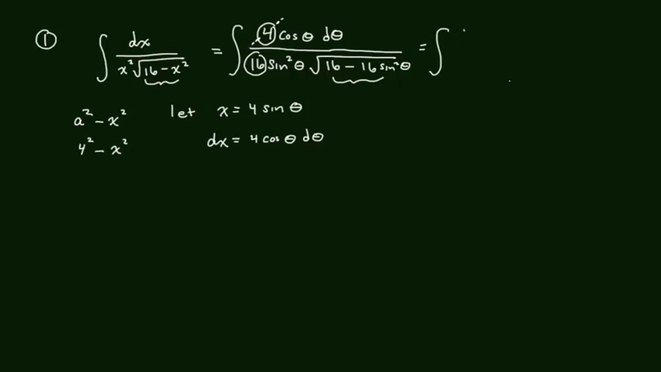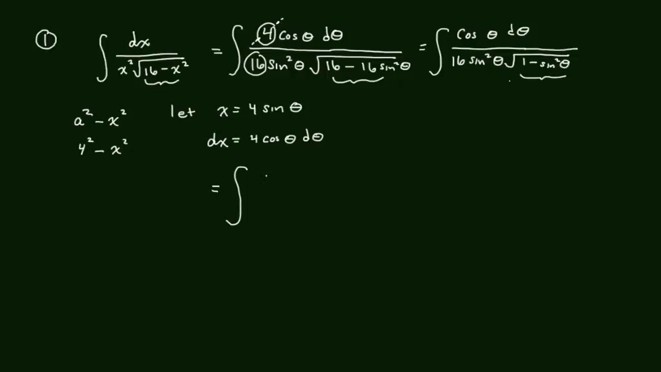let's write it like this, the cosine of theta d theta over, we still have this 16, sine squared theta, and now we have the radical 1 minus sine squared theta. In all these problems, it's similar. The part under the radical can be substituted with an identity.